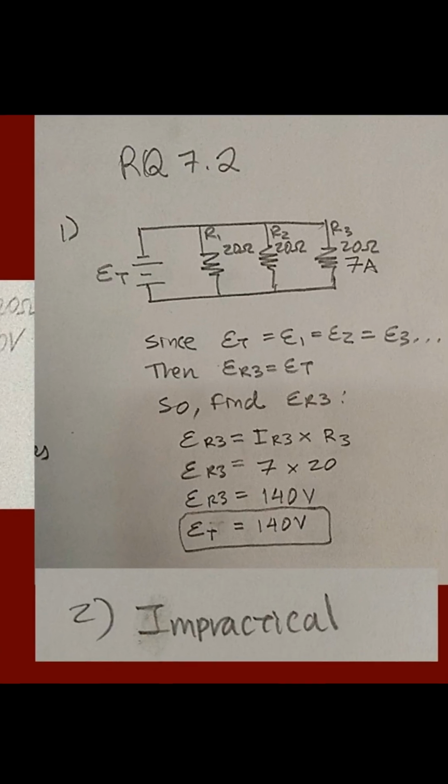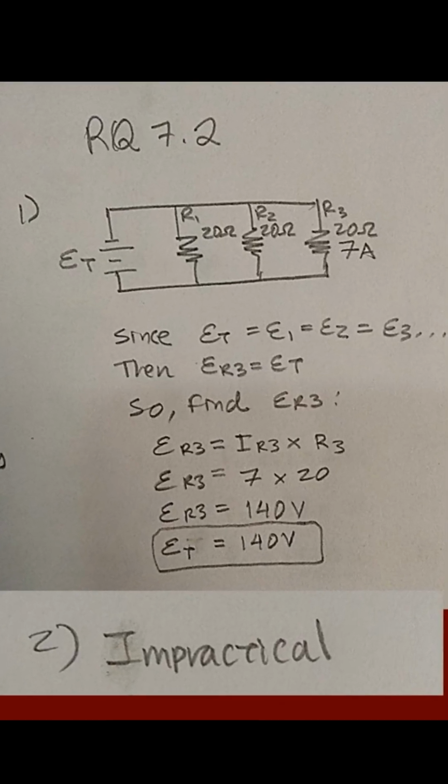Since the total voltage equals voltage 1 equals voltage 2 equals voltage 3, that is, at each resistor point, the voltage drop at resistor 3 equals the total voltage. This is for a parallel circuit. So to find the voltage drop at resistor 3, it equals the current at resistor 3 times the resistance at resistor 3. Remember, this is the Ohm's law formula with a different resistor number. So it's simply voltage equals current times resistance. In this case, 7 amps that we are given times 20 ohms equals 140 volts.